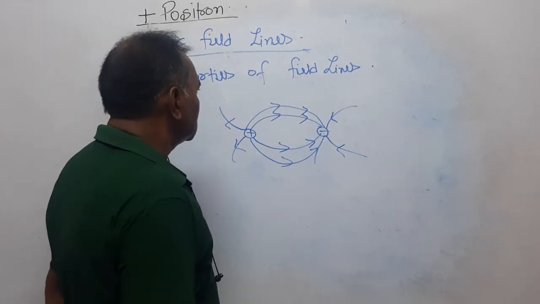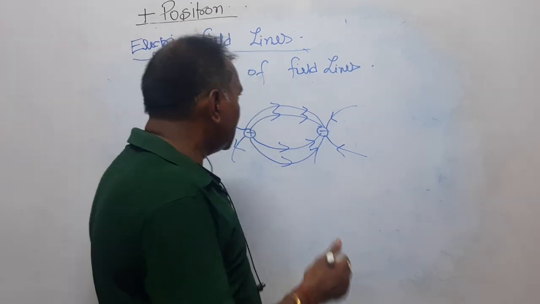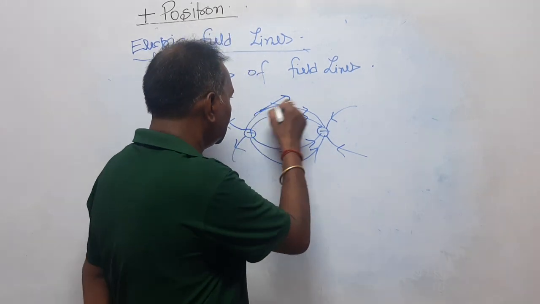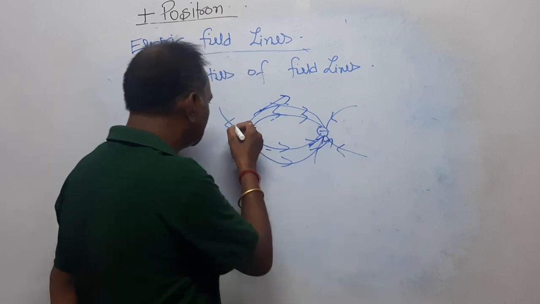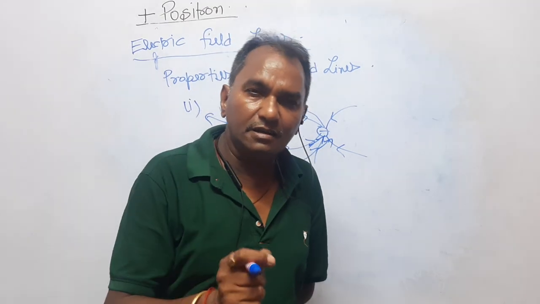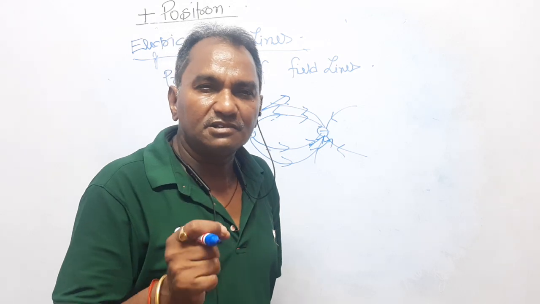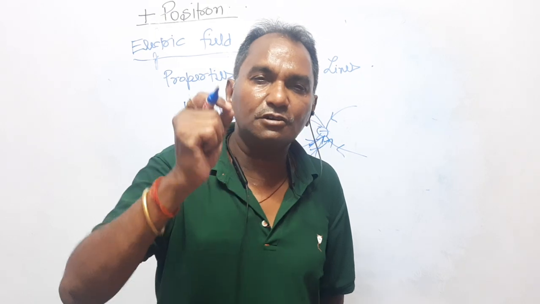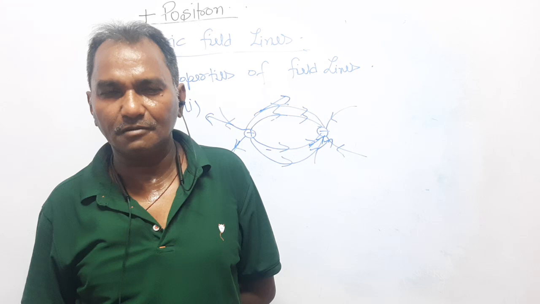Now, dear students, the properties of field line. First, at any point, if you draw the tangent in the direction of field line, here it is the direction of field line. At this point tangent will be this, at this point tangent will be this, at this point tangent will be this. The tangent drawn at any point of the field line represents the direction of electric field at that point.